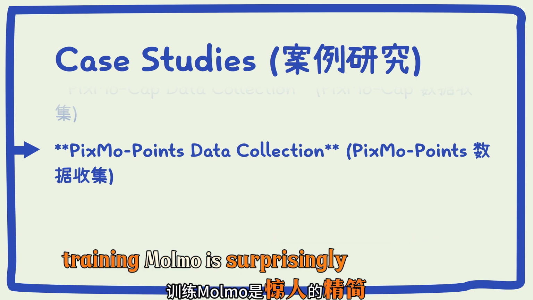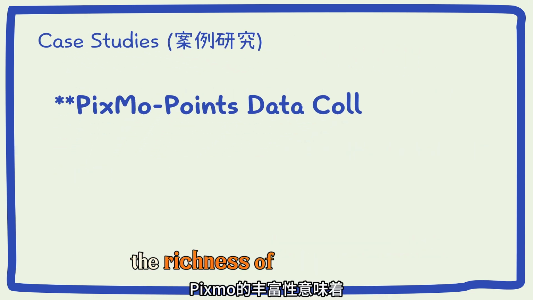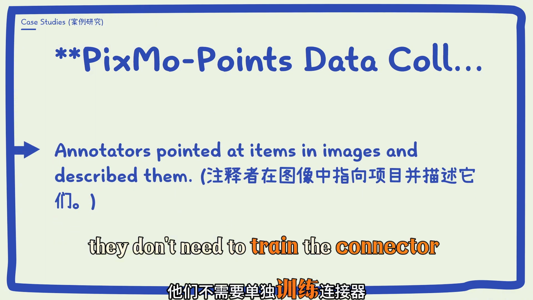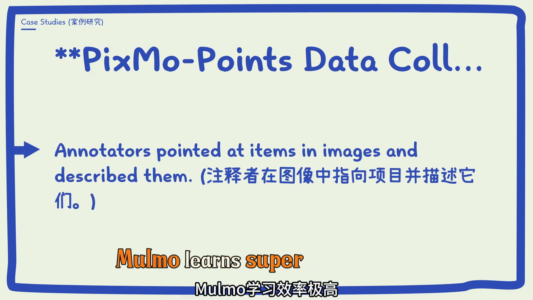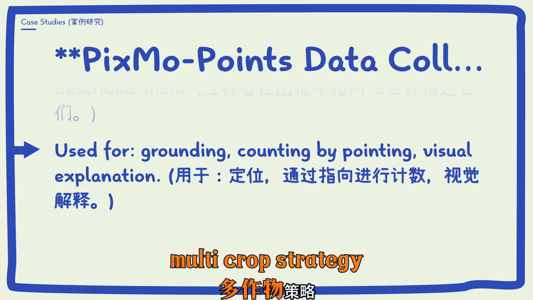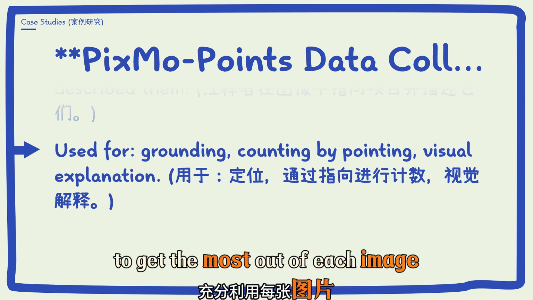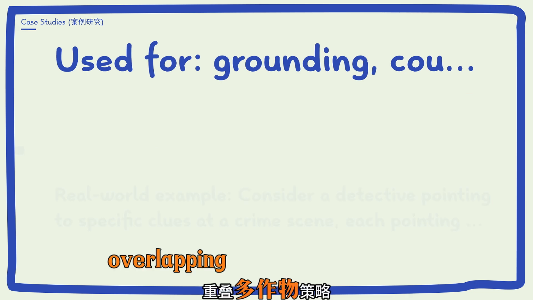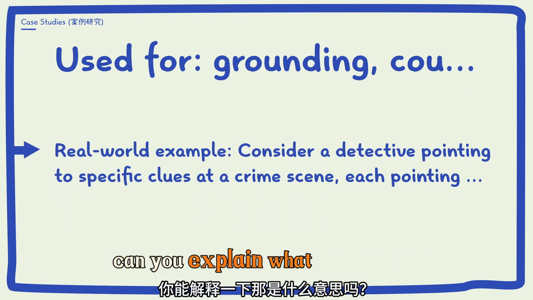Training Molmo is surprisingly streamlined. The richness of PixMo means they don't need to train the connector separately. Molmo learns super efficiently using a technique called the overlapping multi-crop strategy to get the most out of each image. Okay, that sounds technical. Overlapping multi-crop strategy. Can you explain what that means?